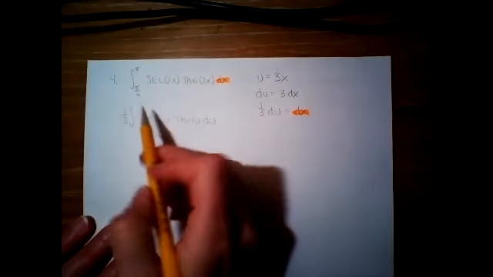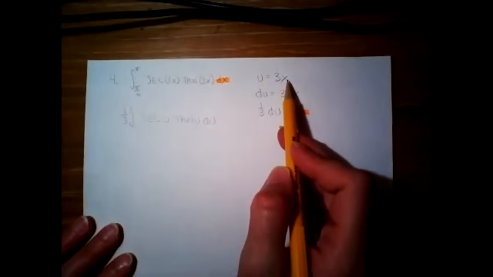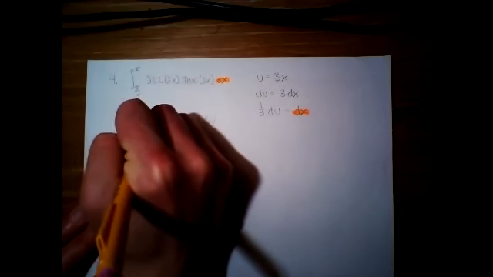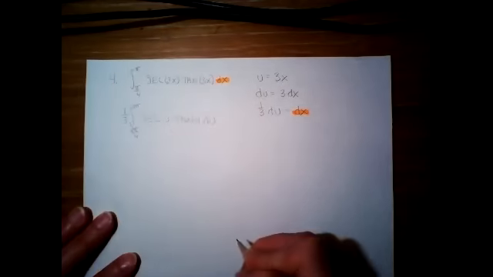And then I need to adjust the boundaries. So I'm going to plug these in right here for x. They're just going to get multiplied by 3. So that's going to make this 3 pi over 4, and then the upper boundary will be 3 pi.